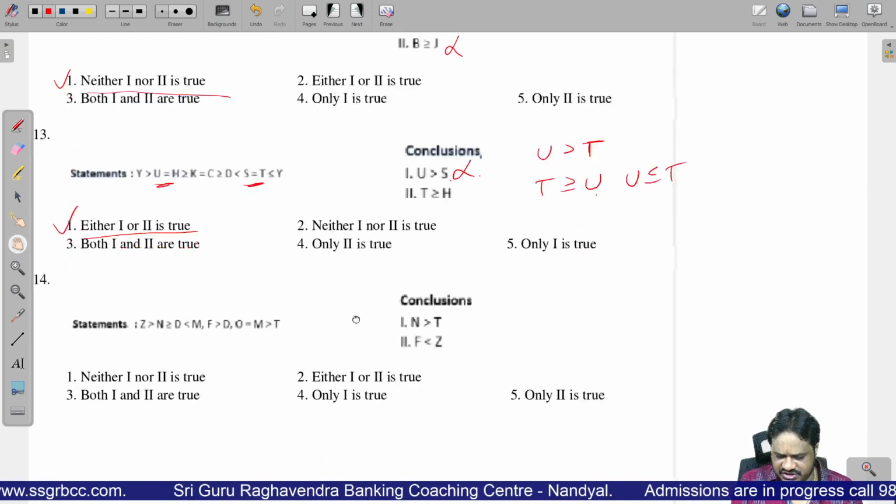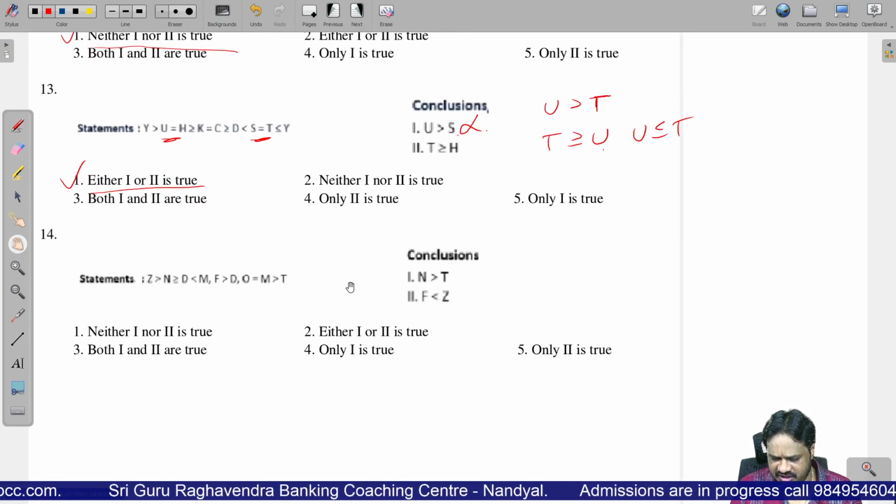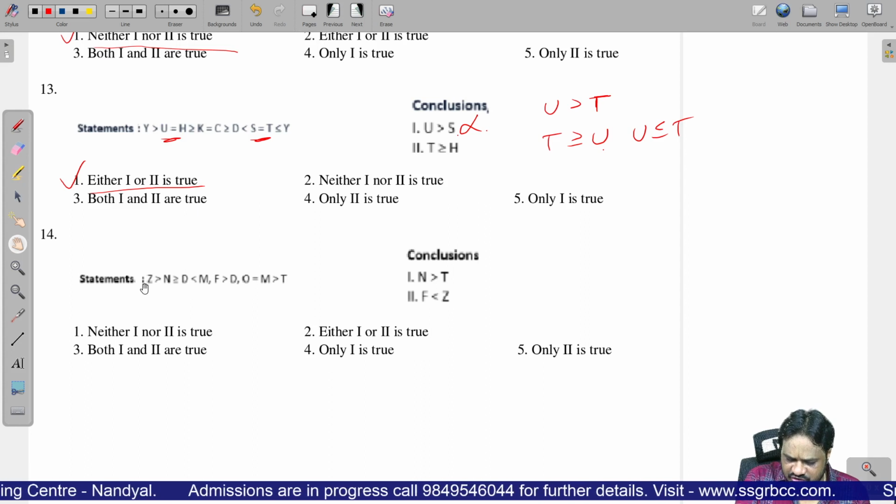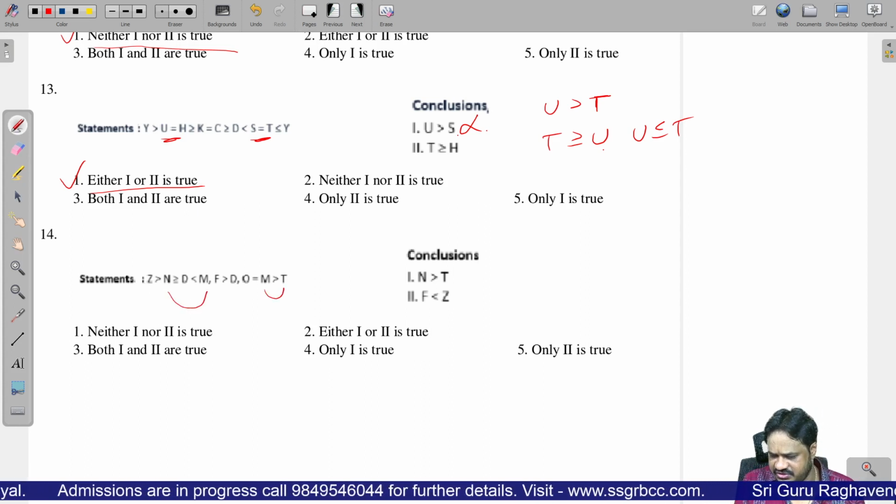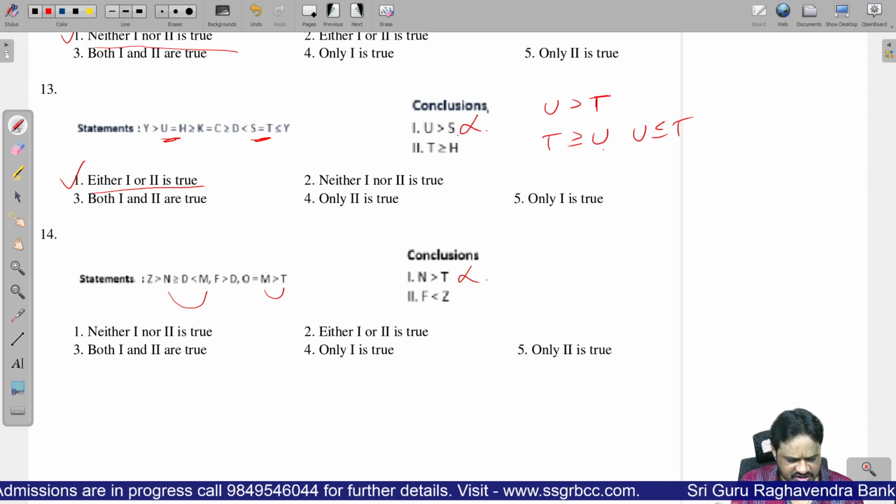Let us see the next one. Z greater than N greater than or equal to D less than M, F greater than D, O is equal to M greater than T. N greater than T. Between N and M there is no common symbol, so we can't expect a relation between M and T. Therefore, the first one does not follow.